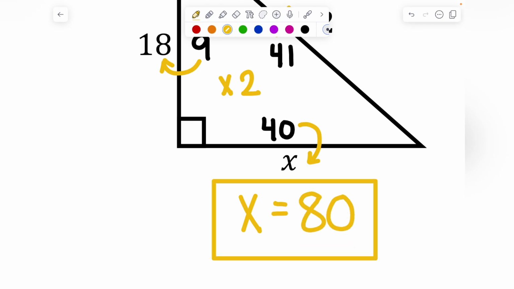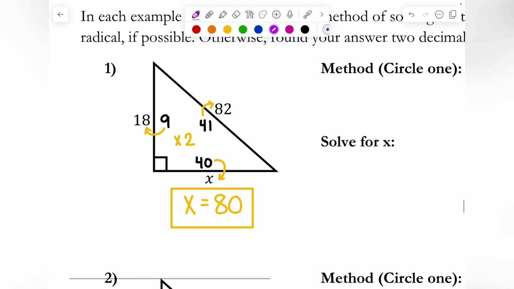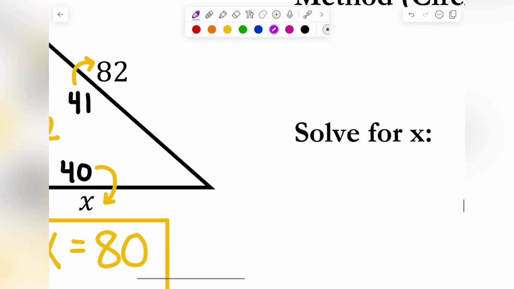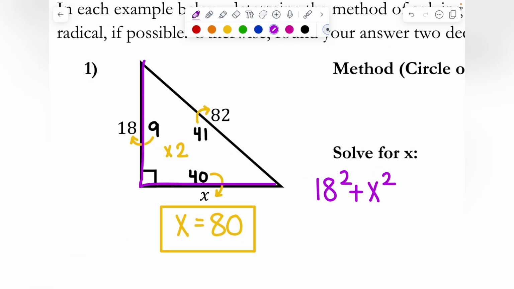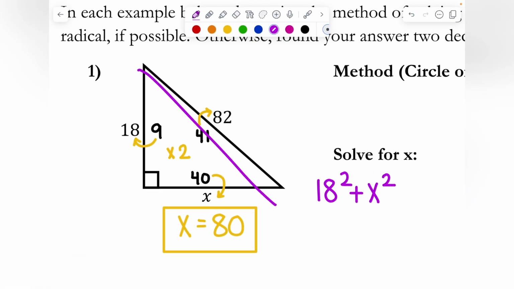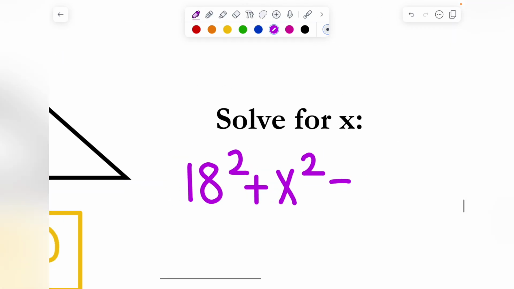All right, if I didn't recognize the triple, I could solve for x by doing Pythagorean theorem. Here's the setup for that. 18 squared plus x squared. Remember, it's got to be the 2 legs that we do, equals the hypotenuse squared, so equals 82 squared.